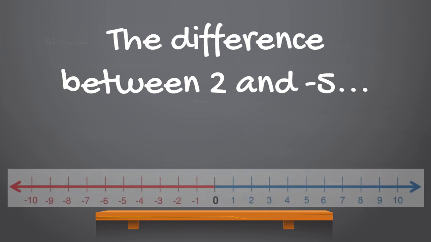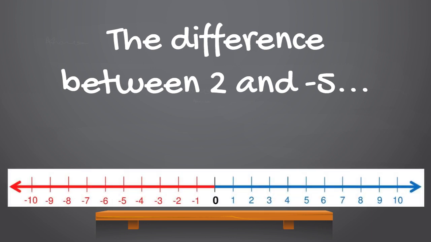The first way is using a number line, like we did in the previous lessons. We start on 2 and we count back until we hit -5. And if we do that, we're going to get 7. So the difference between 2 and -5 is 7.